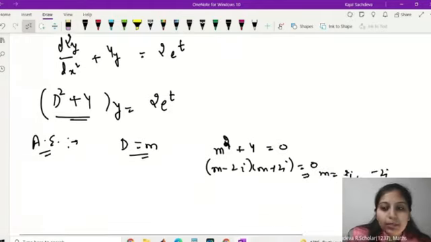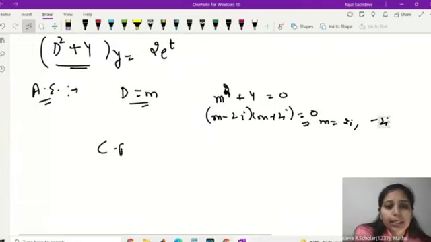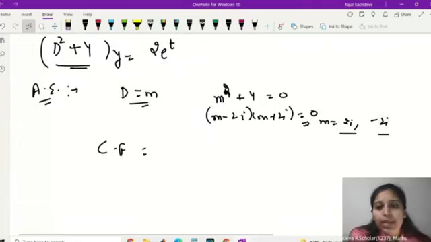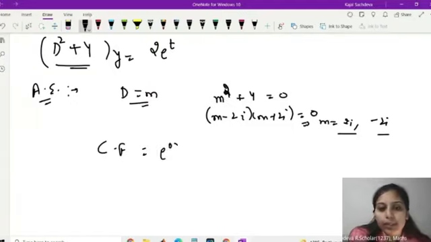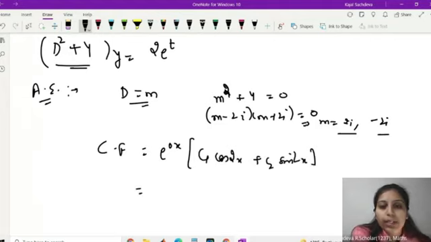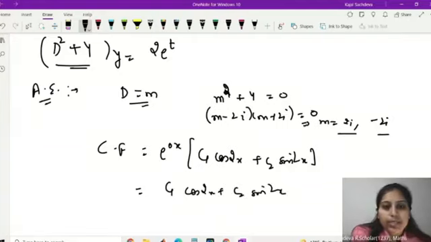So by this we can write CF. Here the roots are imaginary and conjugate pairs. So here the real part is missing, so the real part is 0: 0 plus 2 iota, 0 minus 2 iota. So in place of the real part, alpha is 0 here. So e raised to power 0x into C1 cos 2x plus C2 sin 2x. So we have here e raised to power 0x is 1, C1 cos 2x plus C2 sin 2x. So this is the CF.